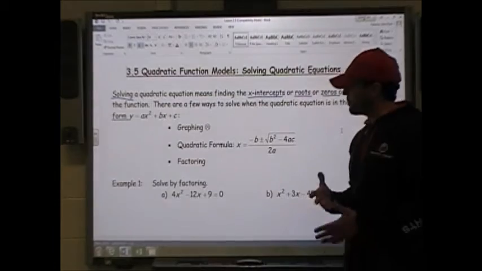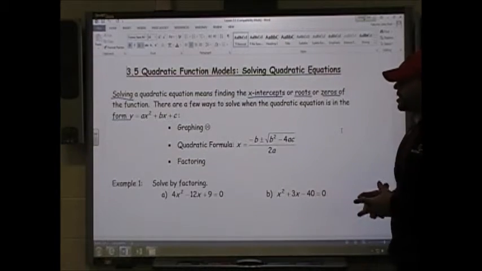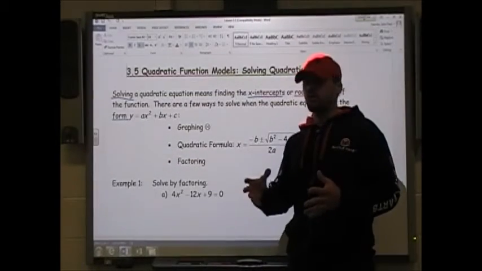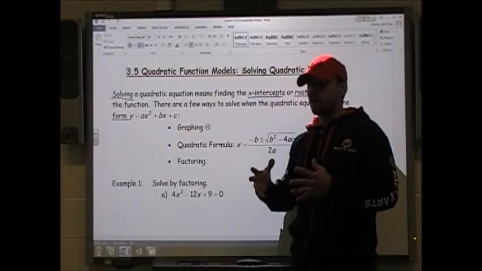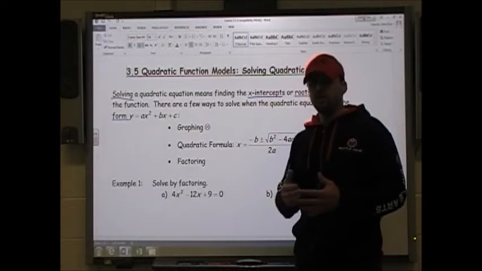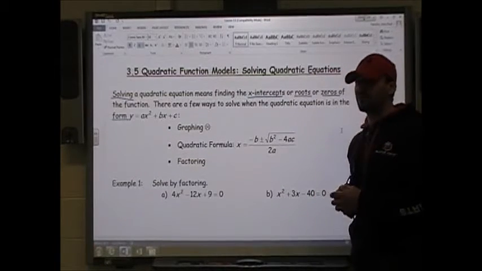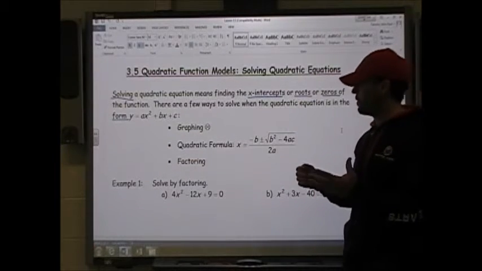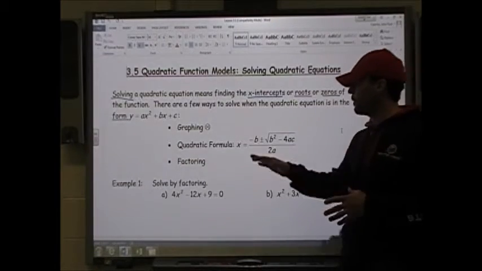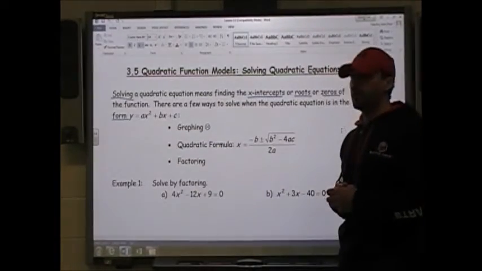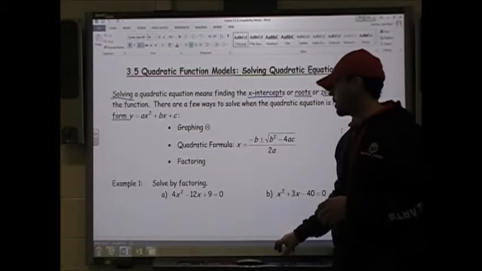Now, graphing is not the best way, especially when you may cross the x-axis at a number that is not a whole number. How do you figure out that the x-intercept is exactly 2.17437? You wouldn't be able to calculate that. So graphing is probably the worst way unless you have a graphing calculator.